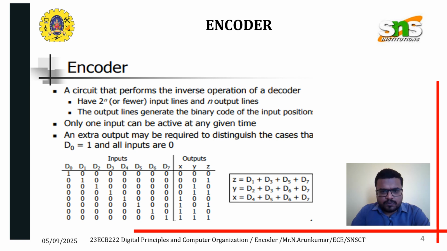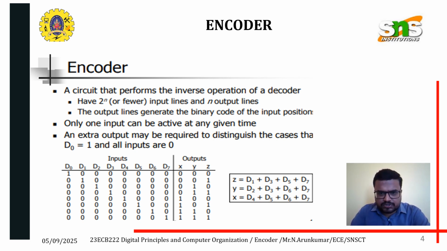The concerned output is marked based on the input value. Suppose x equals d4 plus d5 plus d6 plus d7; it is considered based on the number of ones generated in the output. The first bit is considered as 0, 1, 2, 3, then 4, so d4, d5, d6, d7, like this. Similarly, the y and z values are generated.